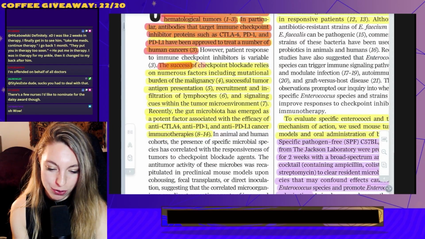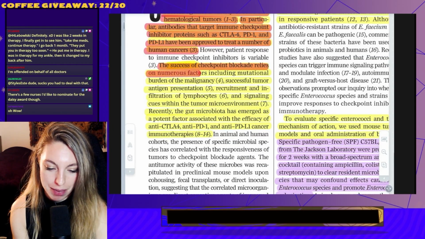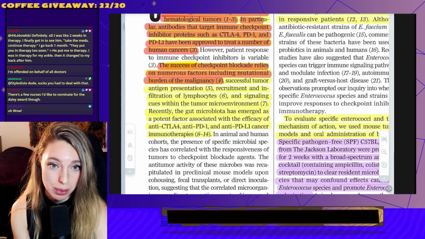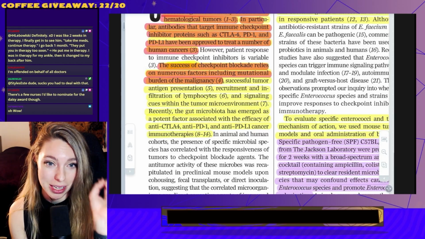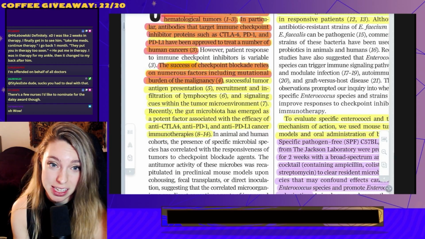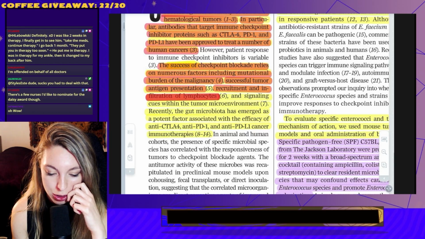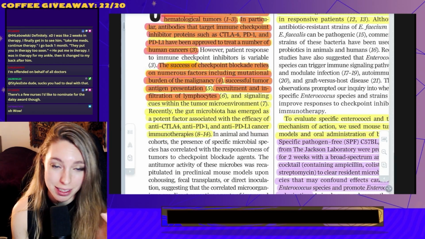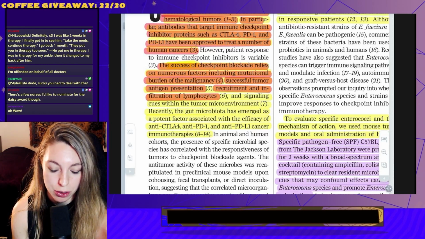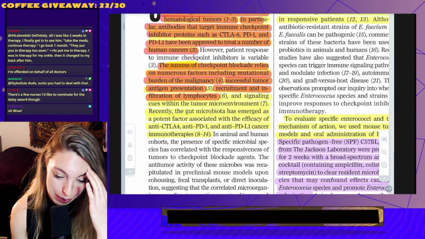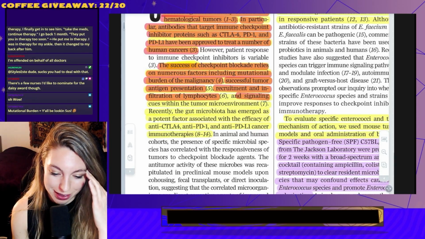Okay, so the success of checkpoint blockades relies on many factors, including the mutational burden of the malignancy. What this means is how mutated is the cancer, because if the cancer is super mutated, that means it's going to present a lot of weird peptides to the T cells. How many T cells are infiltrating the tumor? That's another determinant of how good the T cells will kill the cancer. And then signaling cues within the tumor microenvironment.